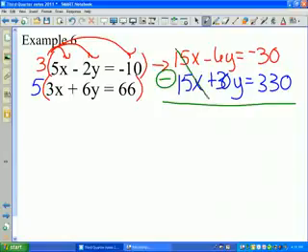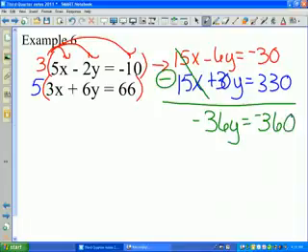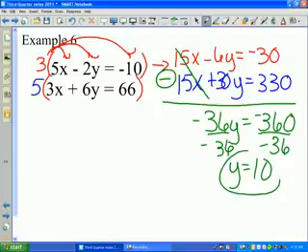So I have a negative 6y minus 30y, which gives me a negative 36y equals a negative 30 minus 330. I know you're freaking out. You're like, oh, what is that number? So it's negative 360. Okay. Divide both sides by negative 36. So that means y equals a positive 10.